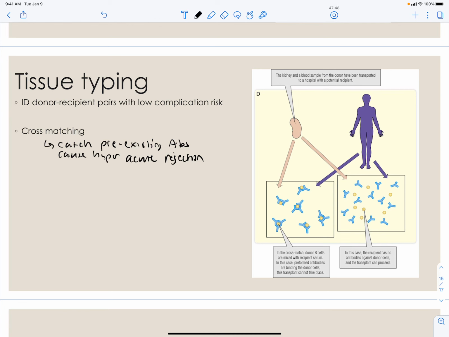So in the cross-match test, the donor B cells are going to be incubated with the recipient serum. The donor B cells are used because they express both class 1 and class 2 molecules. And then the presence of antibodies to the cells can be tested against both of those potential HLA mismatches.